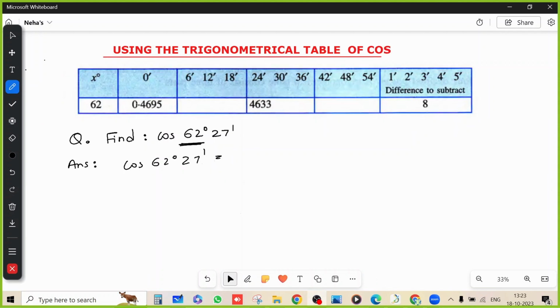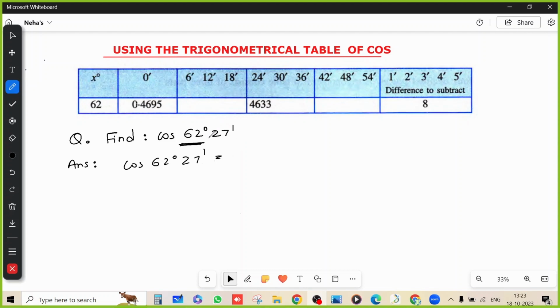Let us now understand how we find the value of cos using the trigonometrical table. To find the value of cos, we will refer to the table of natural cos. Suppose this is a question where we have to find the value of cos 62 degree 27 minute. Firstly, we will look for 62 degrees in the degree column. So, this is the row which we are referring to.